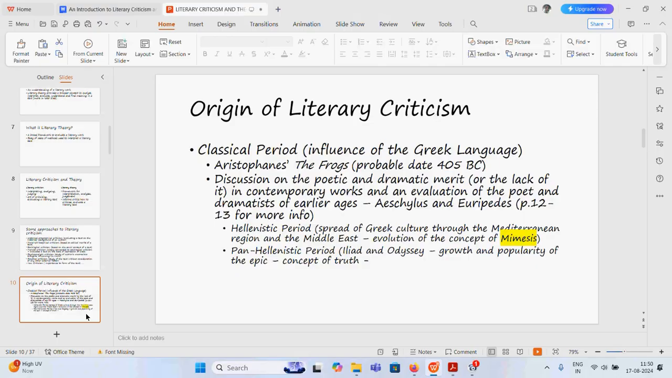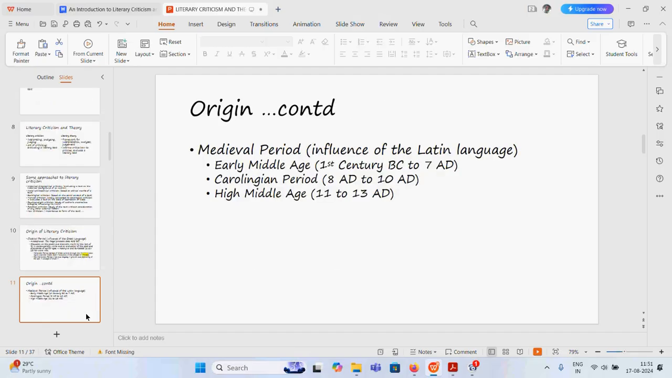In brackets, some further information is given. The spread of Greek culture through the Mediterranean region and the Middle East, this is what we find happening. So there is evolution of the concept of mimesis. We'll come back to mimesis a little later. In the Pan-Hellenistic period, we have great works like Iliad and Odyssey. We find the growth and popularity of the epic here. We also find the concept of truth being presented here.